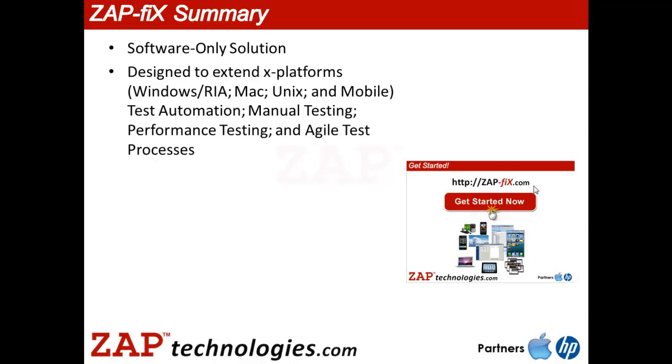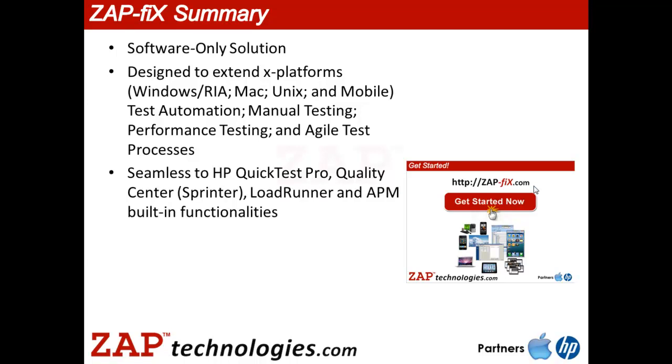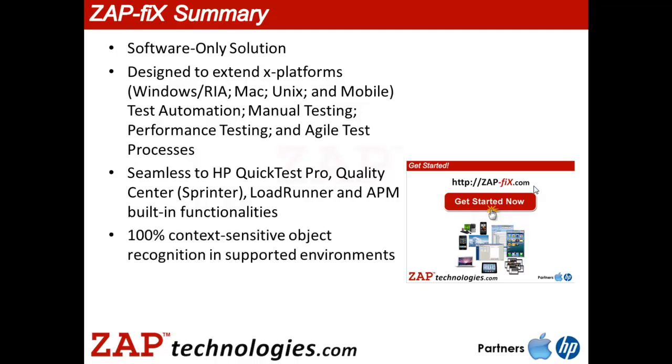ZAP-fix is designed to extend cross-platform, all Windows technologies, but specifically rich internet applications, Mac, Unix, and of course mobile. It's designed to extend cross-platform test automation, manual testing, performance testing, and agile test processes. It's similar to HP Quick Test Professional, Quality Center and Sprinter, LoadRunner, and APM built-in functionalities. It's 100% context-sensitive object recognition in supported environments, and it extends application testing in the cloud.